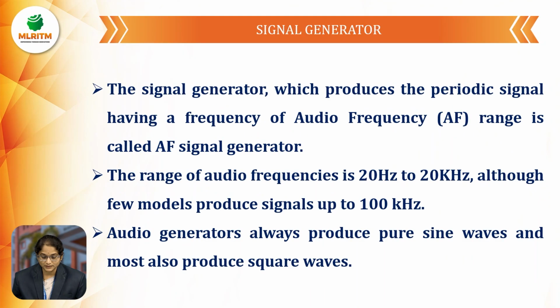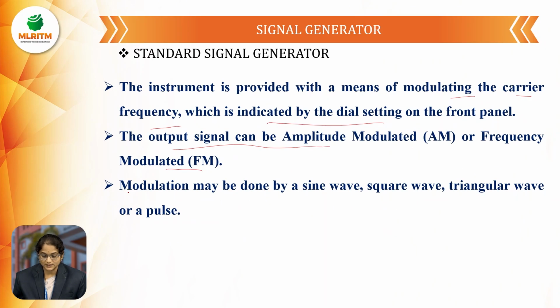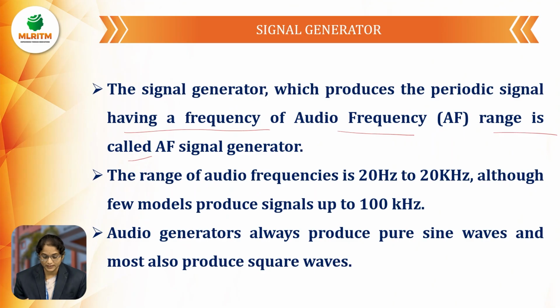The next is the signal generator which produces a periodic signal having a frequency in the audio frequency range, called the AF signal generator. This is the standard signal generator, the AF signal generator. With the AF signal generator, we are going to generate the signal within the AF range only.